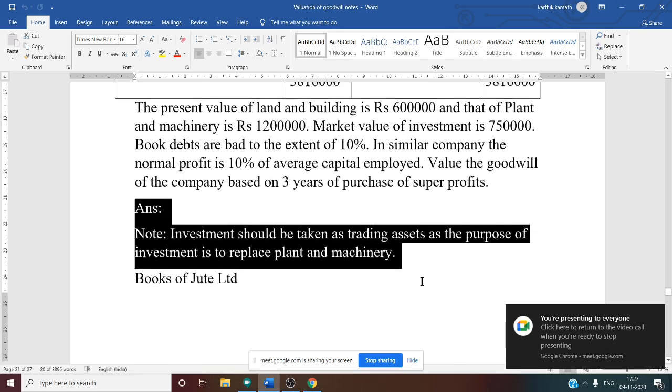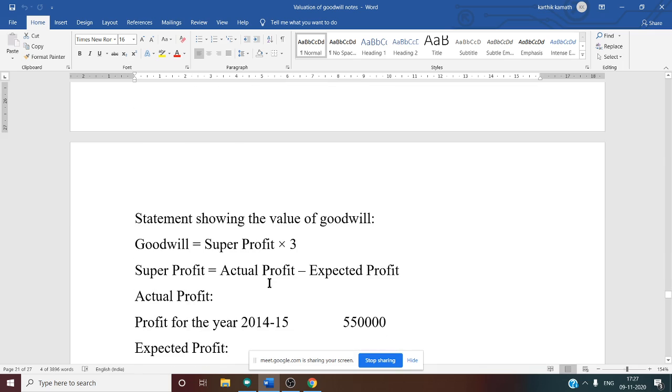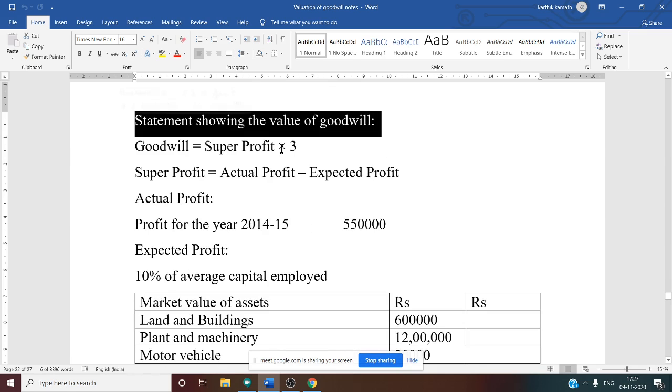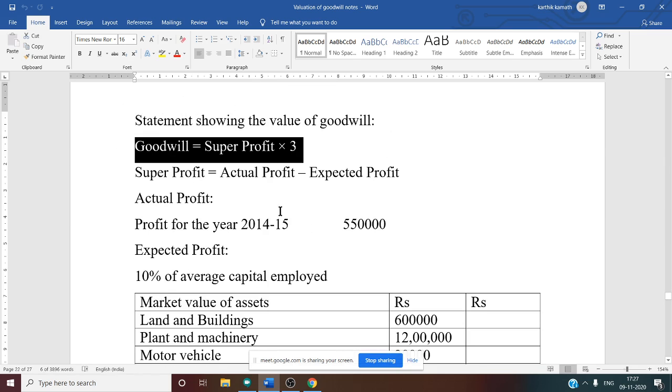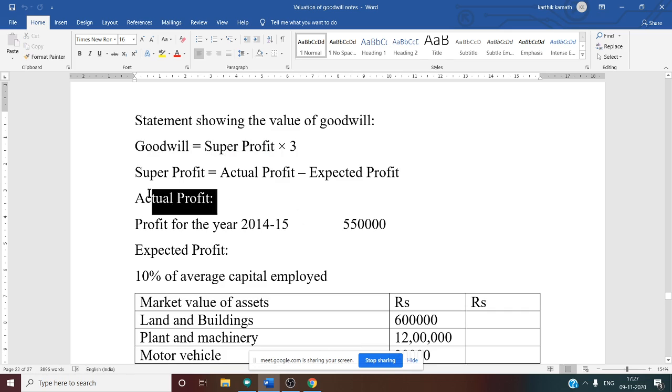Then the next thing you need to see in the books of Jute Limited, statement showing value of goodwill. So goodwill, you know, super profit into years of purchase. Years of purchase given in the problem as 3. So goodwill becomes super profit into 3. Super profit formula you all know, that is actual profit minus expected profit. So one by one we need to solve now.